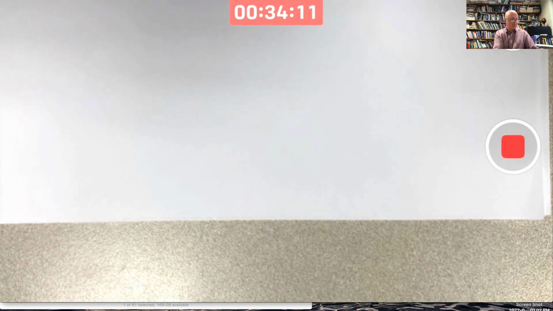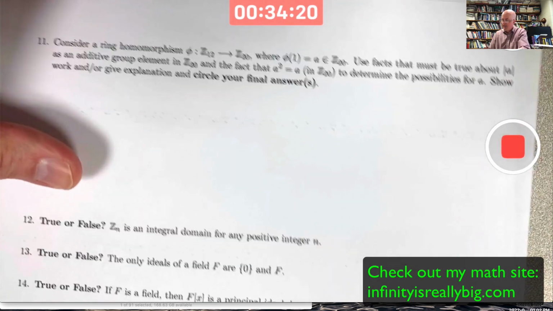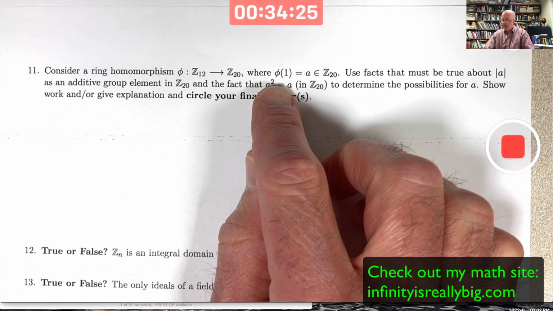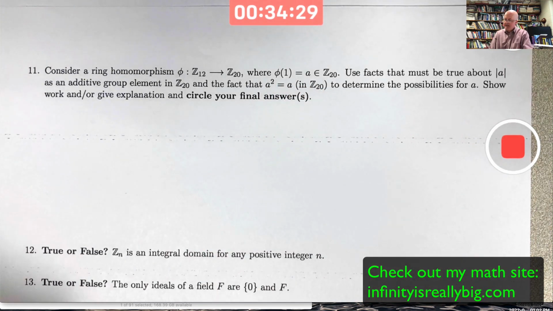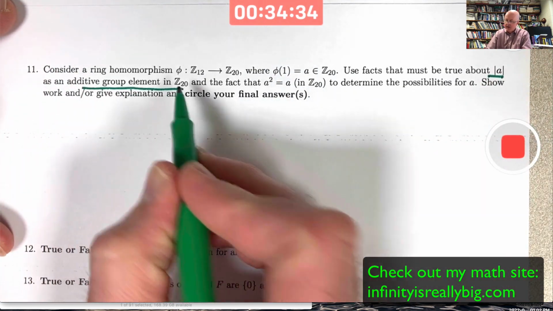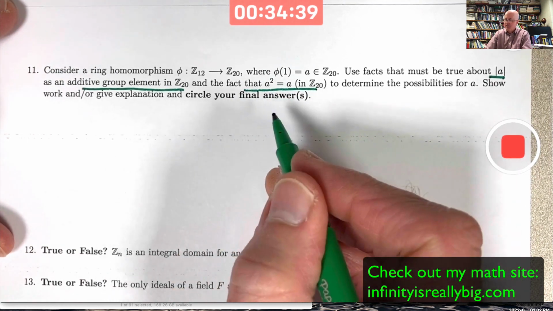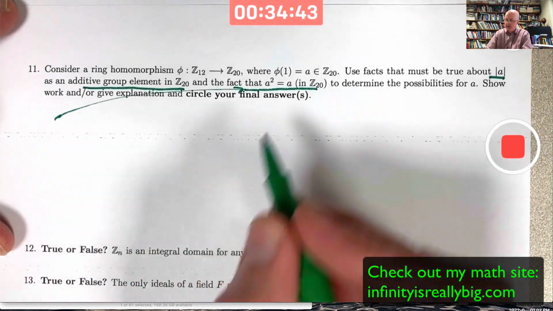Page 3. Consider a ring homomorphism from Z12 to Z20, where we assume the ring homomorphism evaluated at 1 is some element A in Z20. Use facts that must be true about the order of A as an additive group element in Z20, and the fact that A squared equals A in Z20. Why is that true? When I teach this class, I tell my students why it's true, and I'll tell you here quick as well.